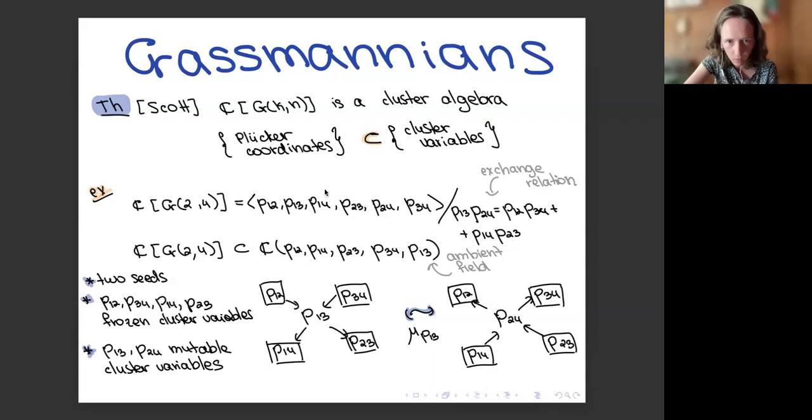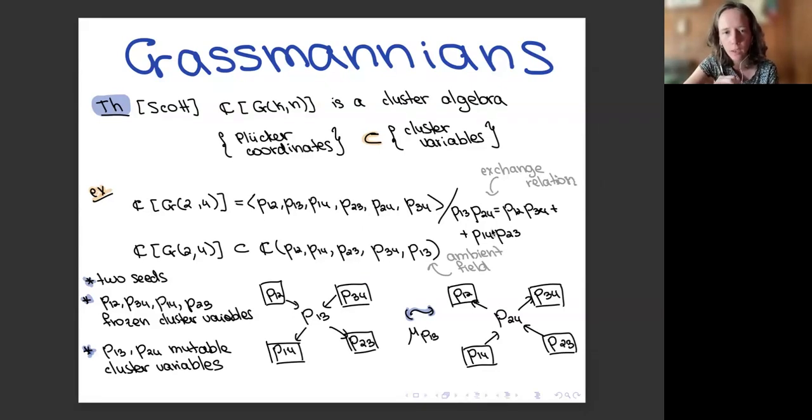Okay, these are all the cluster variables. This is the same line I did from before. So modulo this relation, but this relation is now an exchange relation. Not all Plücker relations will be exchange relations, only these short ones that just have three terms. These will be the exchange relations for the Plückers. Okay, so that's the structure in Gr(2,4).